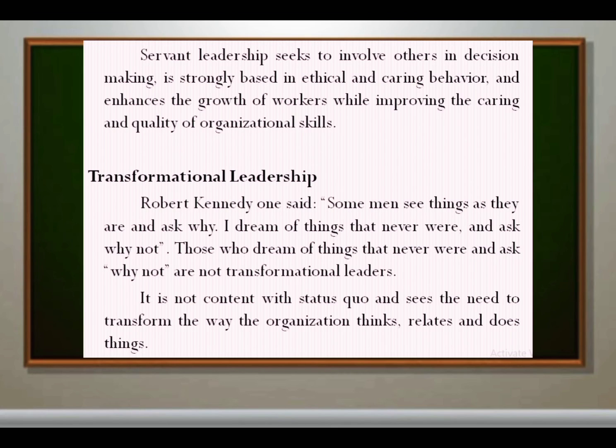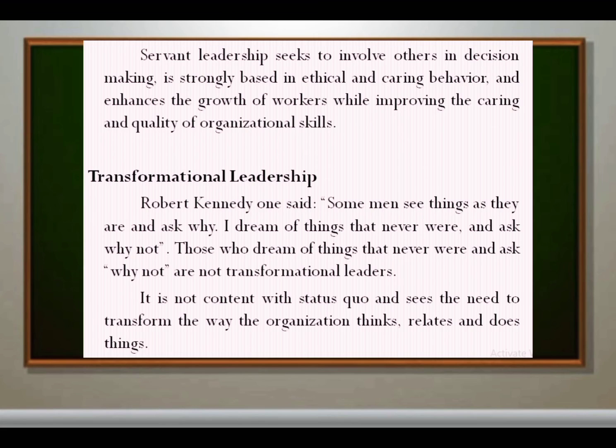Let us move on to transformational leadership. Robert Kennedy once said, "Some men see things as they are and ask why. I dream of things that never were and ask why not." Those who dream of things that never were and ask why not are transformational leaders.